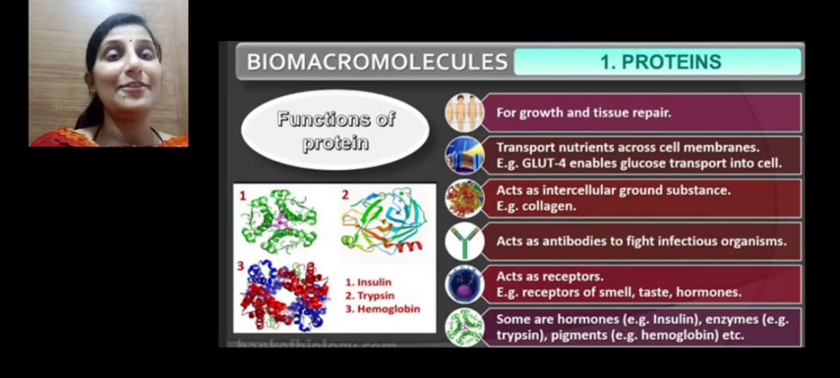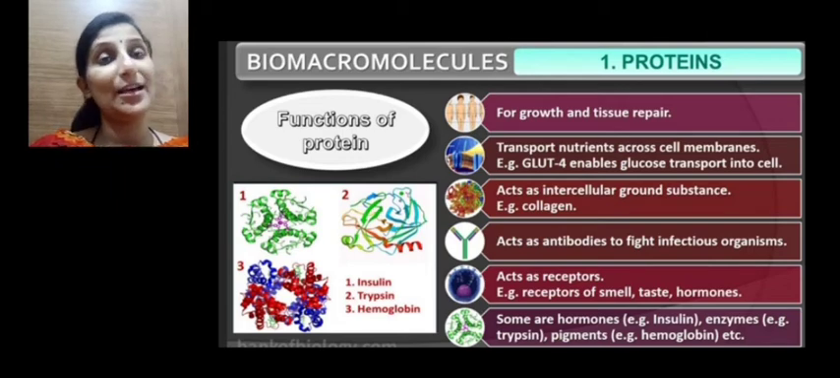So the proteins have diverse functions inside a cell. They help in growth and tissue repair. They help in the transportation of substances. For example, the GLUT4 protein enables glucose transport into the cell. It allows the entry of glucose into the cell. And it acts as a ground substance, a supporting substance inside the cell, for example, in the case of collagen fibers. It acts as antibodies to fight against the infectious agents entering into our body.